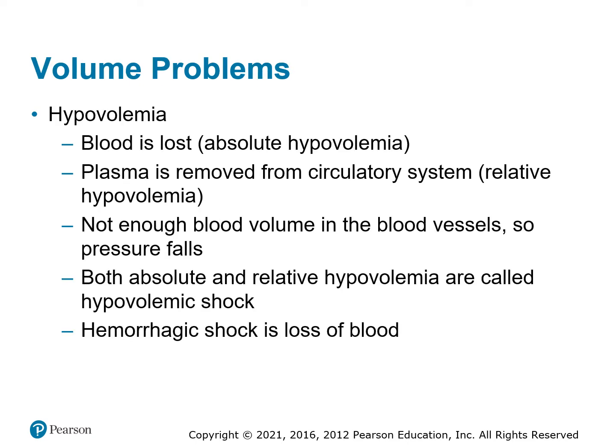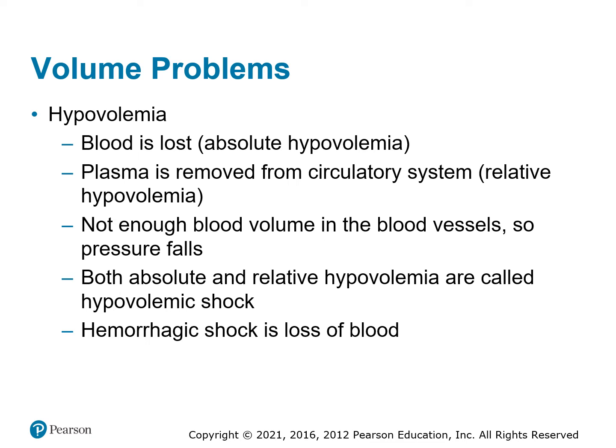So talking about hypovolemia and volume problems, the first one is where blood is lost, and that is called absolute hypovolemia, and this is an actual physical loss of blood within the system. The next one is where plasma is removed from the circulatory system. So you haven't actually lost any blood, you're not going to see bleeding, but the liquid portion of the blood, which is the plasma, is removed from the circulatory system.